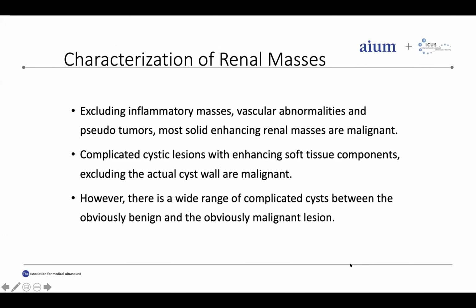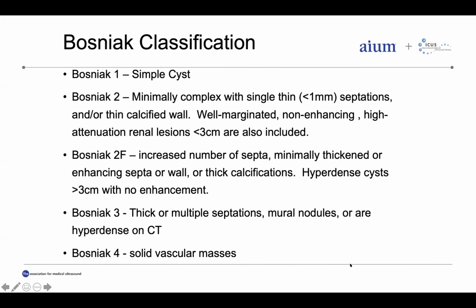If we exclude inflammatory masses, vascular abnormalities, and pseudotumors, most solid enhancing renal masses are malignant. Complicated cystic lesions with enhancing soft tissue components, excluding the actual cyst wall, are malignant. However, there's a wide range of complicated cysts between the obviously benign and the obviously malignant lesion. We use the Bosniak classification to, in a sense, grade how complex the lesion is to decide what the suspicion of malignancy is. The categories go from 1 through 4, with 2 having a 2 and a 2F based on the number of septa, wall thickness, or calcifications.